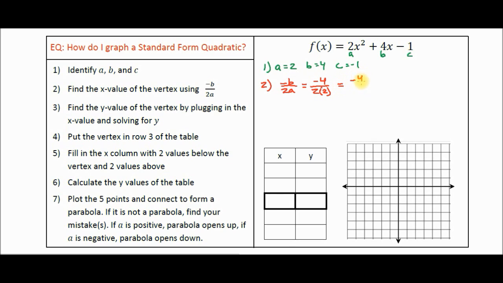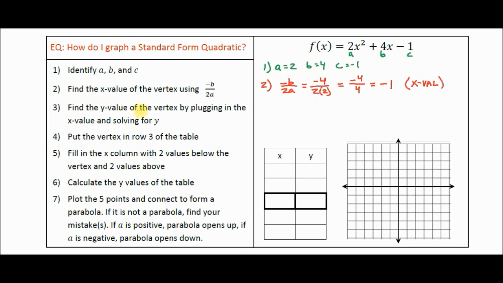This is negative 4 divided by 2 times 2, which is 4. And so we end up with a value of negative 1. And that, class, is the x value of our vertex. We can actually plug that in our table right now. Actually, you know what? I'm not going to jump ahead. We'll get there in a moment.